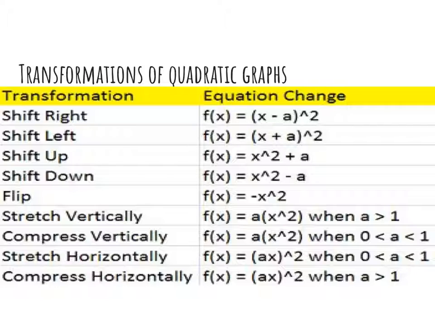To stretch it vertically, we multiply the x squared by a number greater than 1. To compress it vertically, we multiply it by a number between 0 and 1. To stretch it horizontally, we multiply inside by a number between 0 and 1. And to compress horizontally, we multiply it inside by something greater than 1. So we're going to be graphing vertex form using these transformations.